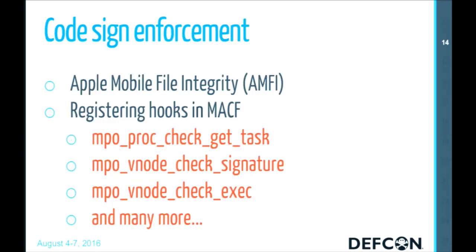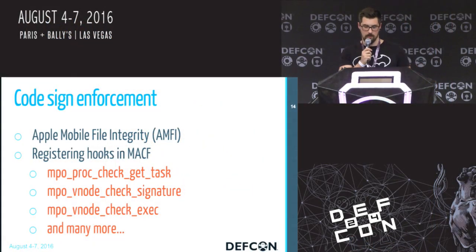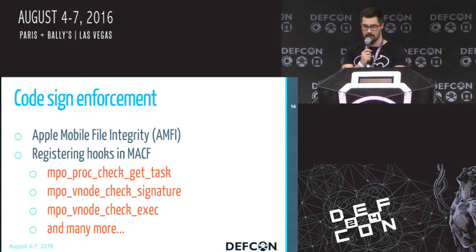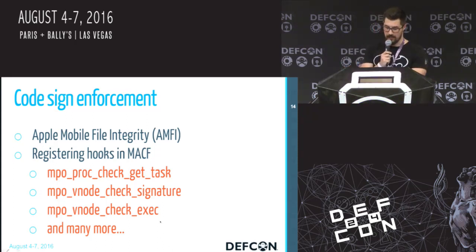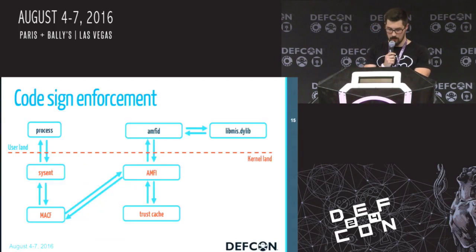A few words on how code sign enforcement works. Apple uses a special kernel extension called MFI, Apple Mobile File Integrity, which registers MAC hooks. There is a huge set of hooks; just a few examples, like mpo_vnode_check_exec, which sets the flags CS_HARD and CS_KILL for a process, which means that the process should not be allowed to load invalid pages and should be killed if it becomes invalid.